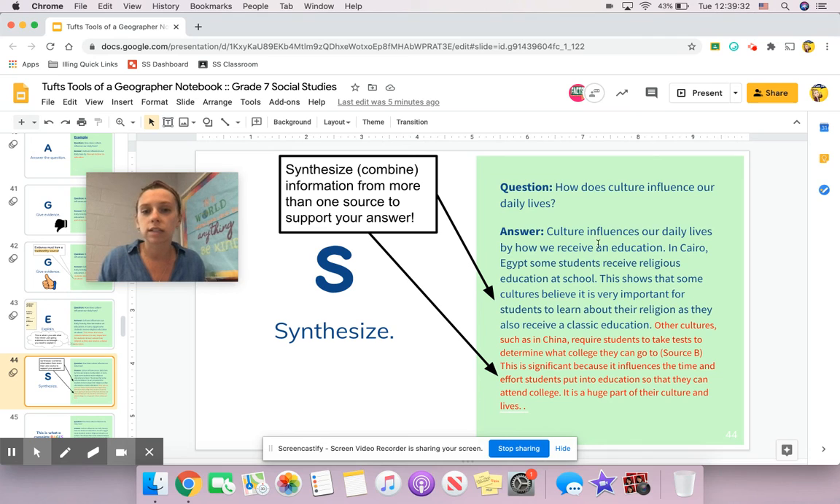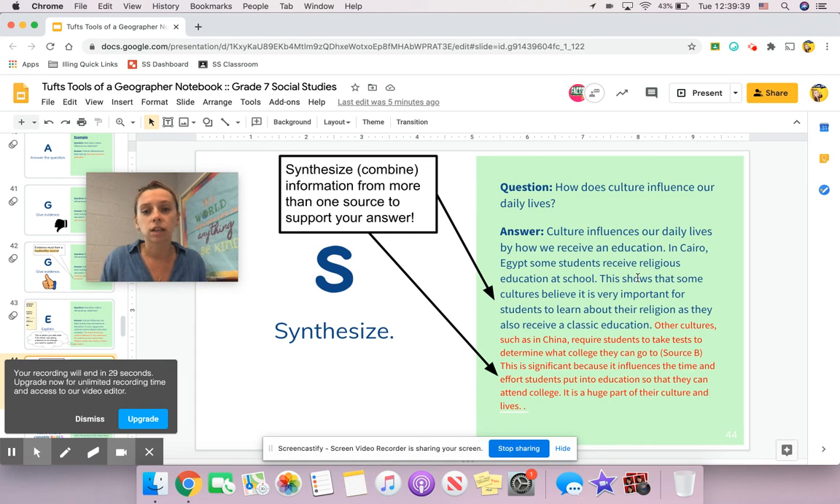Culture influences our daily lives by how we receive an education. In Cairo, Egypt, some students receive religious education at school. This shows that some cultures believe it's very important for students to learn about their religion, as they also receive a classic education. Other cultures, such as China, require students to take tests to determine what college they can go to. This is significant because it influences the time and effort students put into education so they can attend college. It is a huge part of their culture and lives. I am combining or synthesizing evidence about Cairo and China to complete my RAGES response.